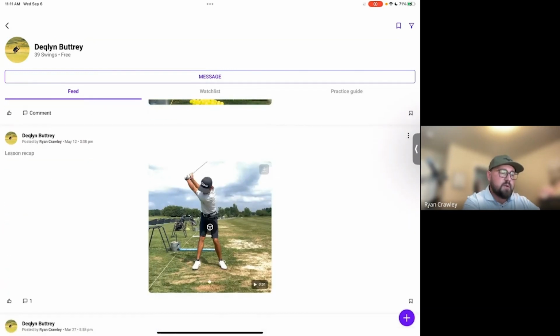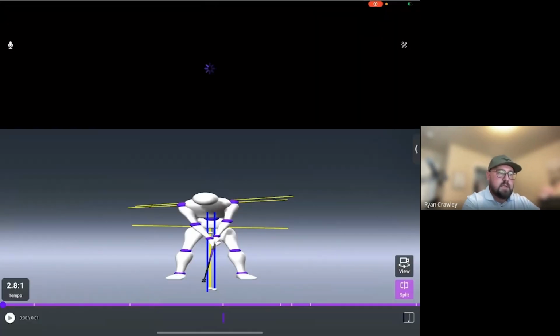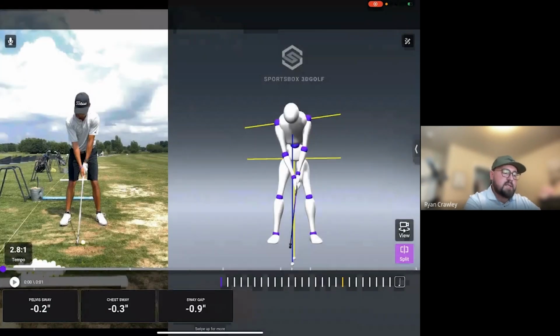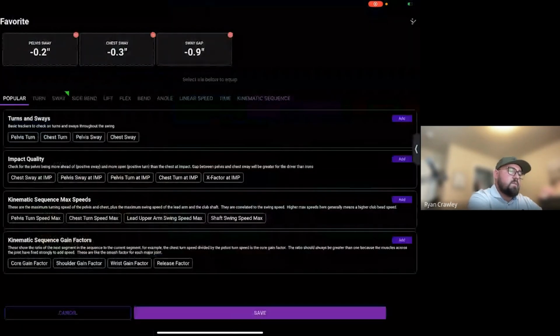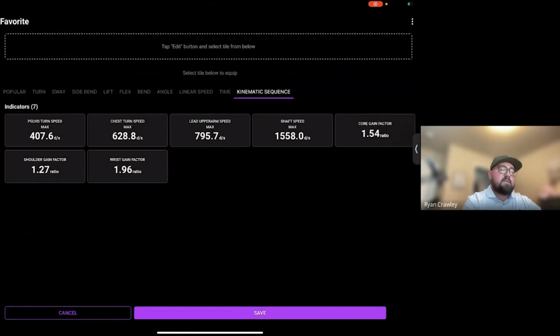And so Declan had a little bit of break from school, was able to come up, get a lesson, and we were able to look at some of his numbers. Right now, for those coaches that love seeing graphs, we don't have graphs inside of Sportsbox. It's something that we do have, but there are some pieces of information that we do pull out of graphs. For example, we have this kinematic sequence. And if you think of the graphs that you've seen, the numbers that we're pulling out is the max speed, the tip of each of those graphs. So you can see pelvis turn speed max, chest turn speed max, lead upper arm, and shaft speed.